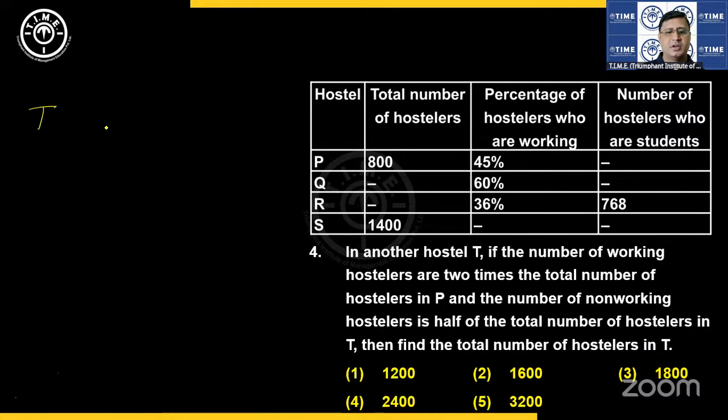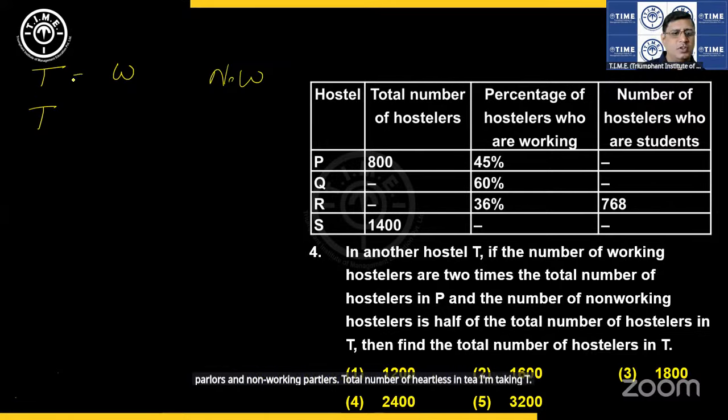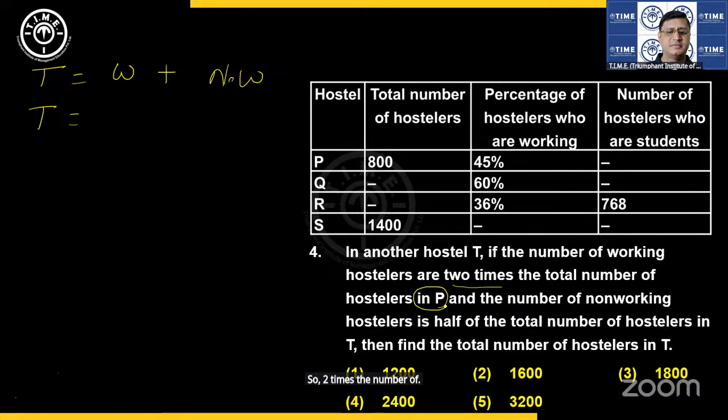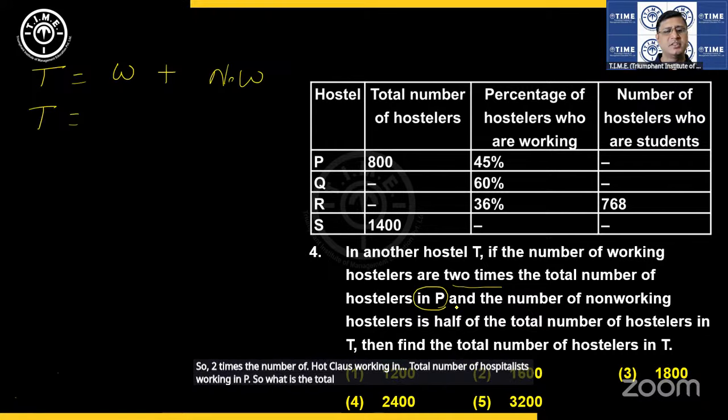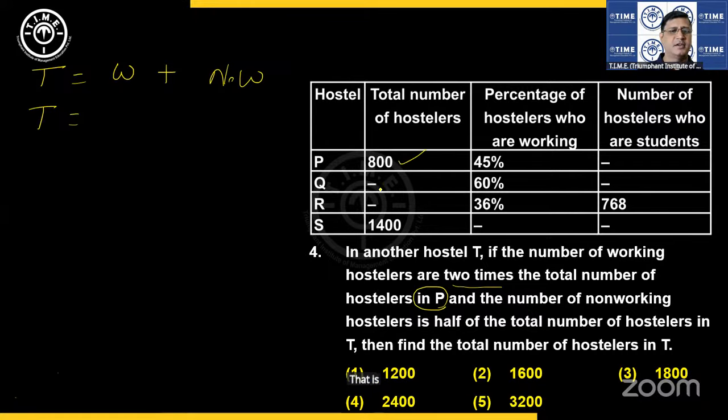T is the hostel name, with working hostelers and non-working hostelers. The total number of hostelers in T, I am taking as T, which is equal to the sum of these two. Now, what about the working hostelers in T? If you observe, the working hostelers are 2 times the total number of hostelers in P. So what is the total number of hostelers in P? That is 800. 2 times means double, that is 1600.